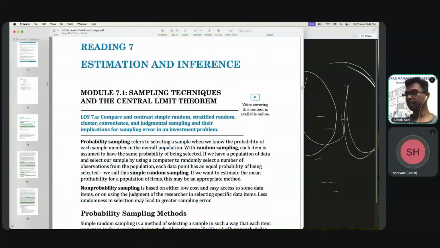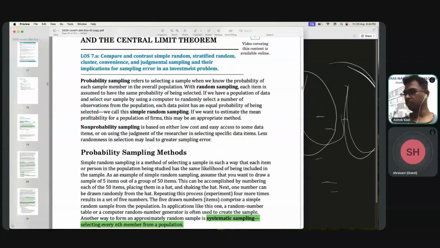So reading 7, estimation and inference. Again, this is the extension only. So probability sampling, where probability comes into play. Random sampling means everything will have equal probability. That is called random sampling. Equal probability is random sampling.